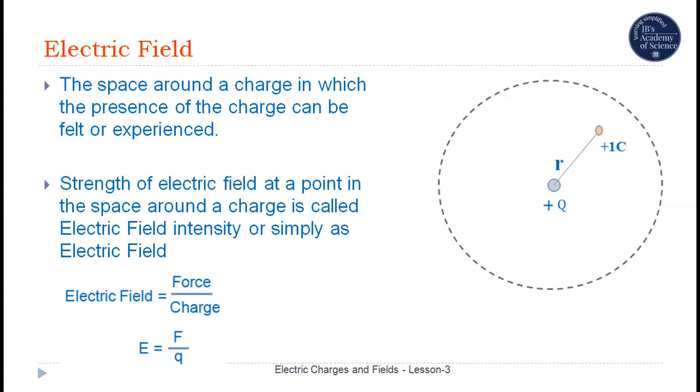So electric field at a point is the ratio of the force to the charge placed at that point. Unit of electric field is Newton per coulomb, that is, unit of force by unit of charge. It has one more unit, volt per meter, which we will discuss in the coming lessons.